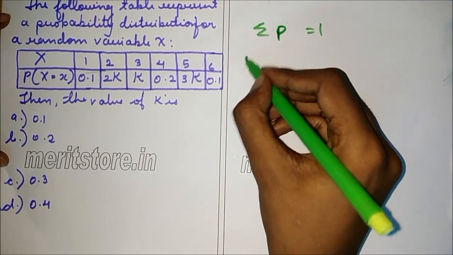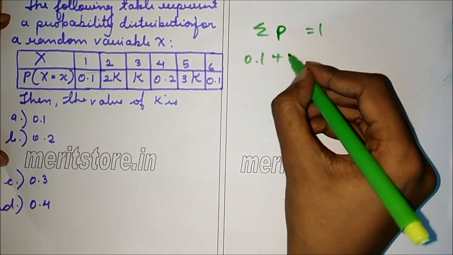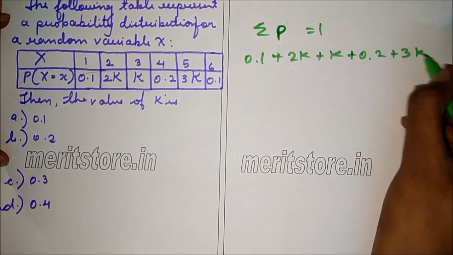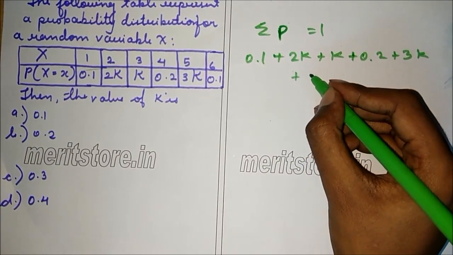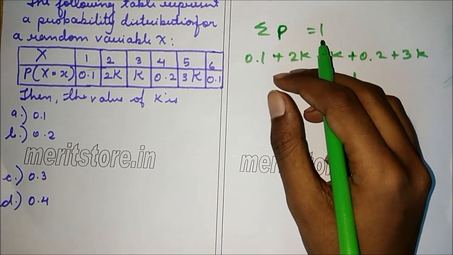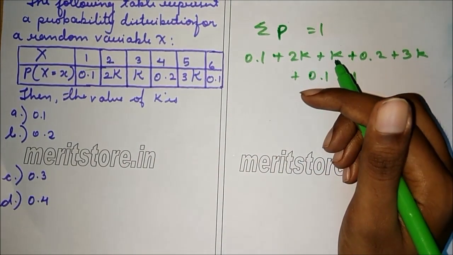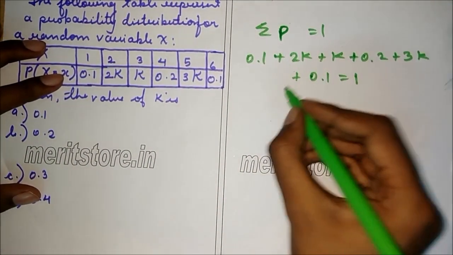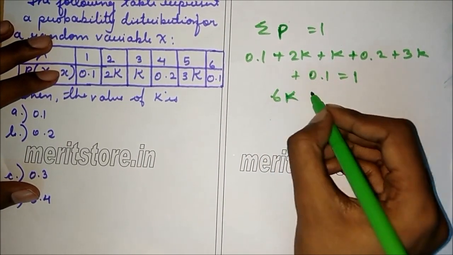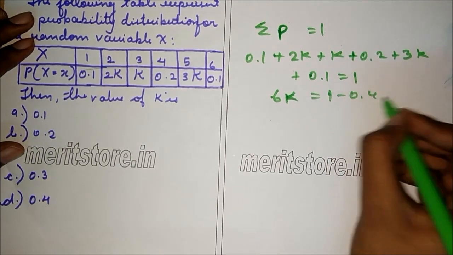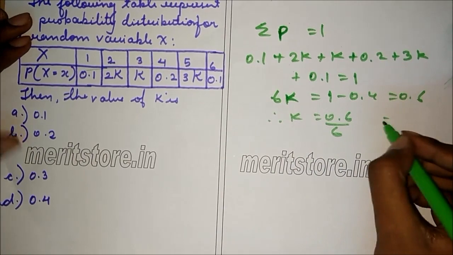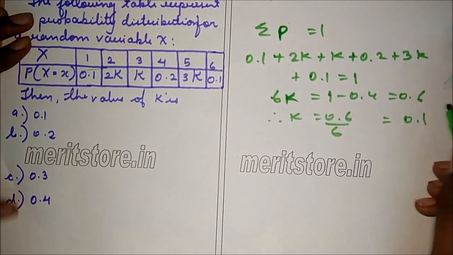So this can be written as 0.1 plus 2k plus k plus 0.2 plus 3k plus 0.1 is equal to 1. Taking k terms on one side and numbers on the other side, we can write 6k is equal to 1 minus 0.4, which is equal to 0.6. So therefore k will be 0.6 upon 6, which is equal to 0.1, which is option A.